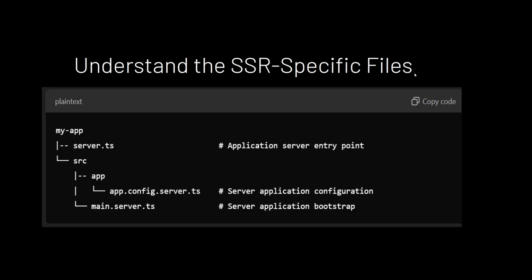Now let's understand the SSR-specific files. In your app, you will have files like server.ts, and in the source folder you will have app.config.server.ts. Normally we have app.config.ts, but here you will have the app.config.server.ts file along with the app.config.ts file. Both of those TS files will be merged, and we will also have the main.server.ts file, the server application bootstrap, which is the application server entry point, and this one is the server application configuration.